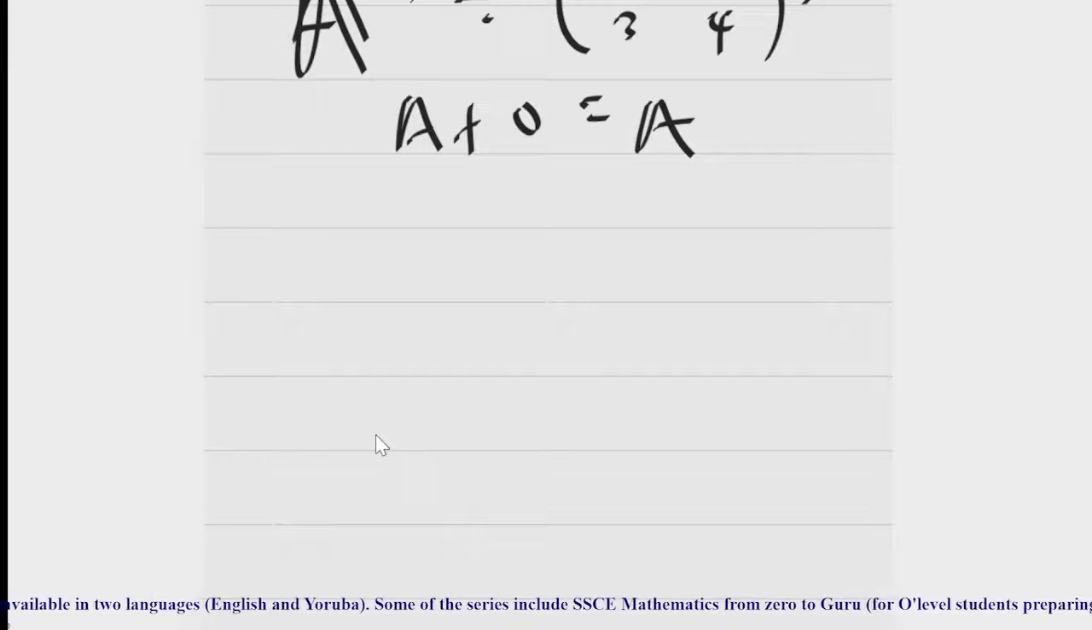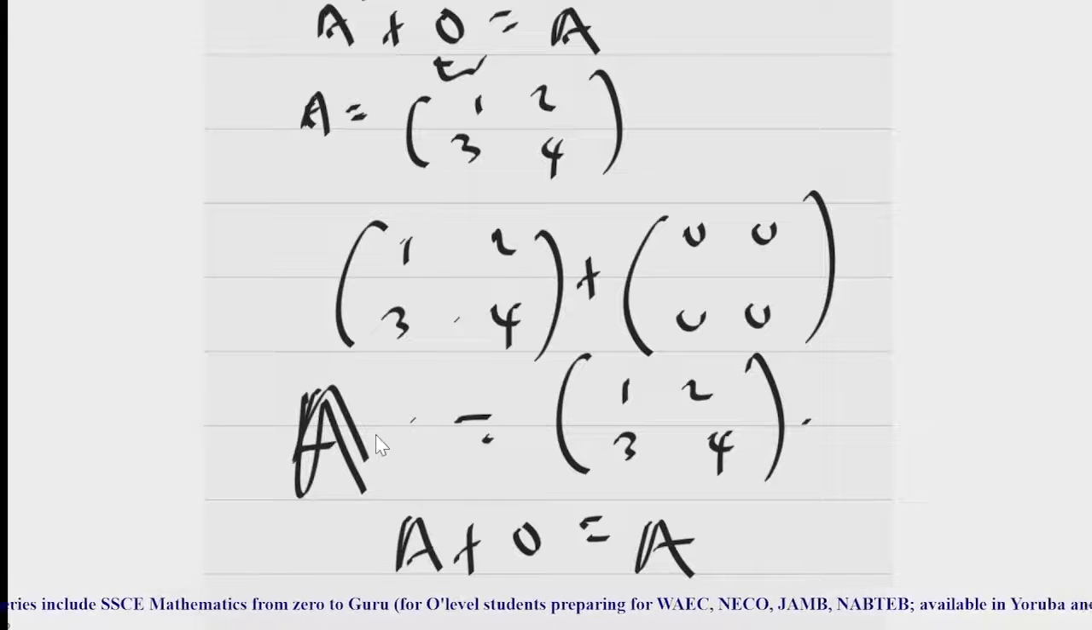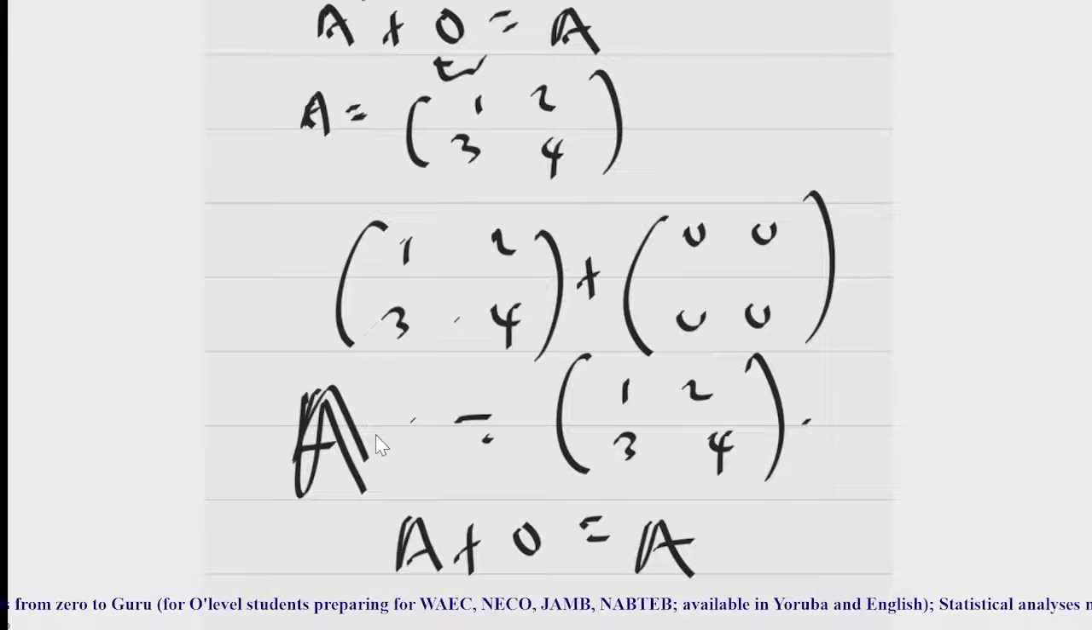So I'm going to stop here. In the next video, I'm going to explain how you can multiply two matrices together. But don't forget, if you want to add or subtract two matrices, it's not different from the normal addition or subtraction. But what you have to note is that the order of the matrices you want to add or subtract must be the same.